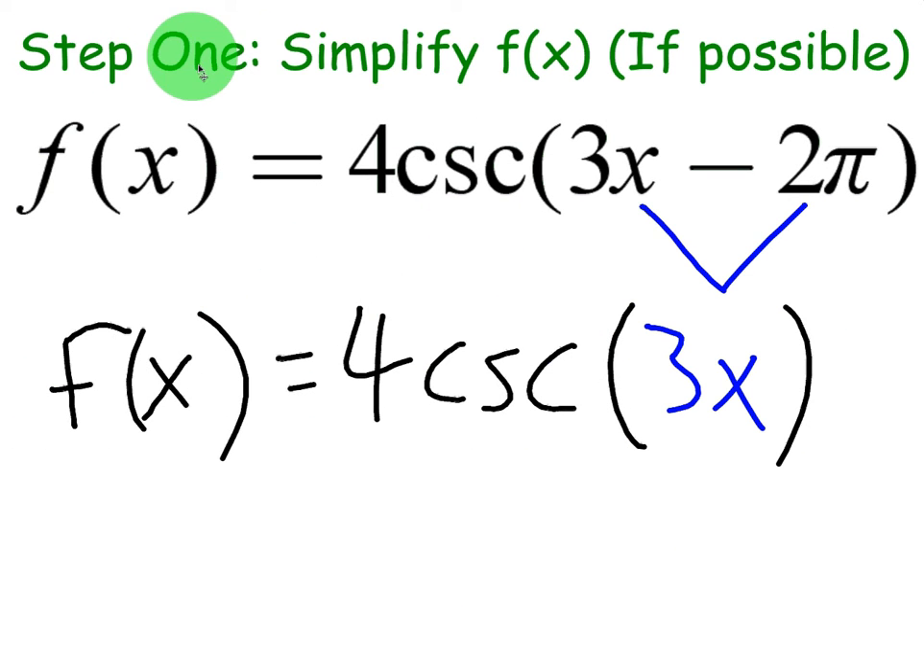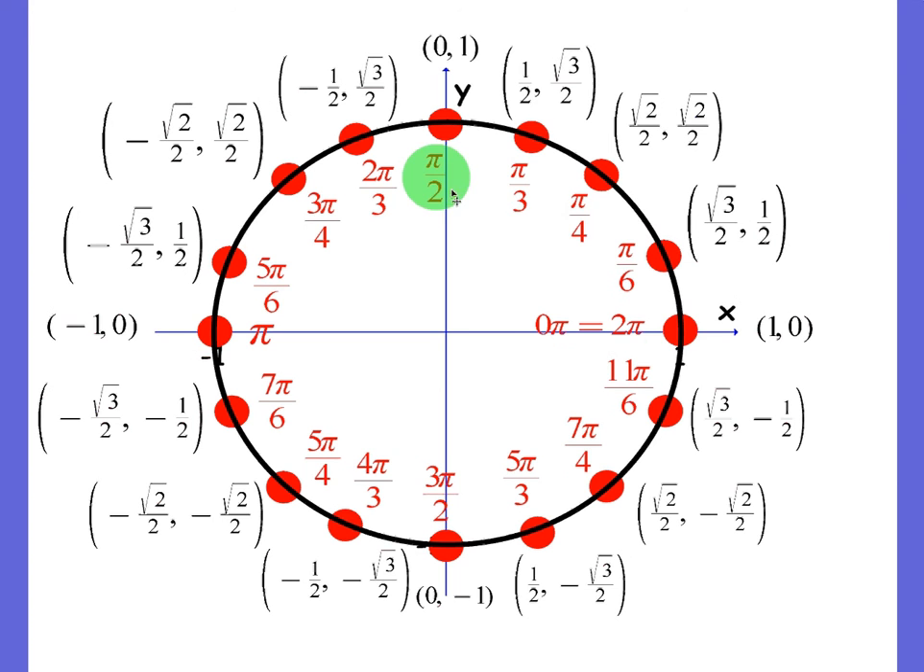Step 1 for determining whether a function is odd, simplify f of x if possible, just like we did in the even function lesson. So the question is, can you simplify 4 cosecant of 3x minus 2 pi? Well, I want you to notice right here, what happens if you subtract 2 pi from an angle, especially in regards to the unit circle.